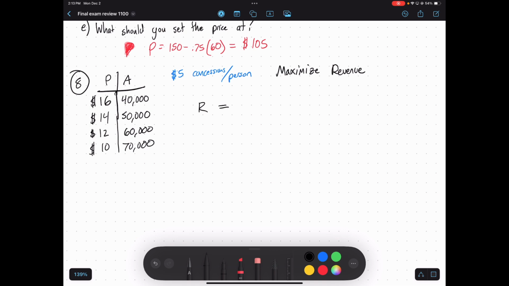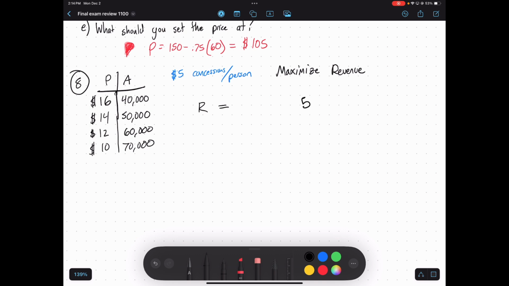There's two parts to it. What were those two parts? We had the revenue from the actual sales, ticket sales. We had revenue from ticket sales and revenue from concessions. Well, what does revenue from concessions look like?